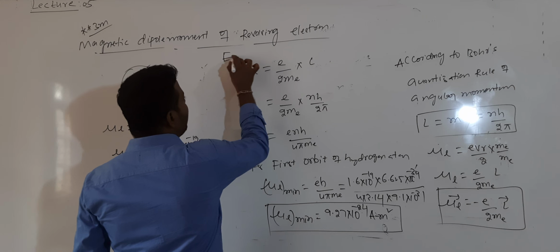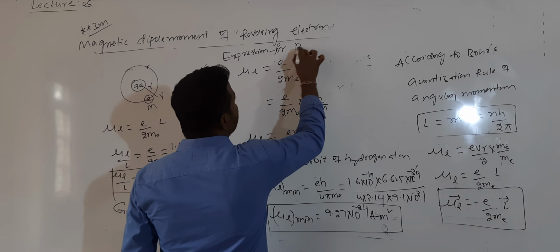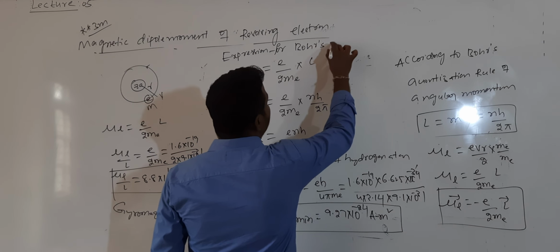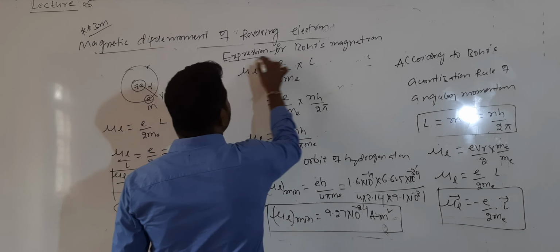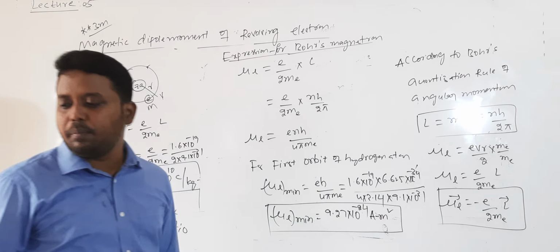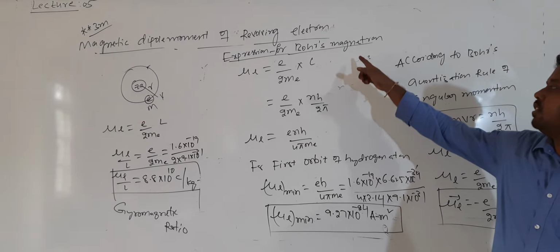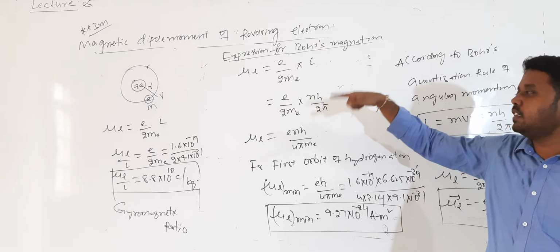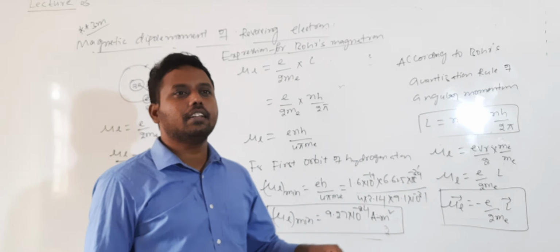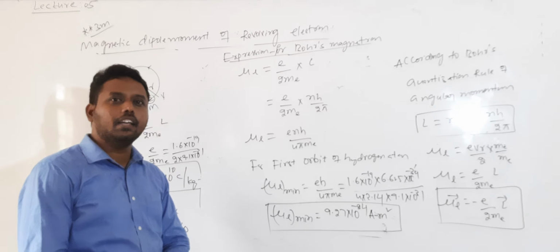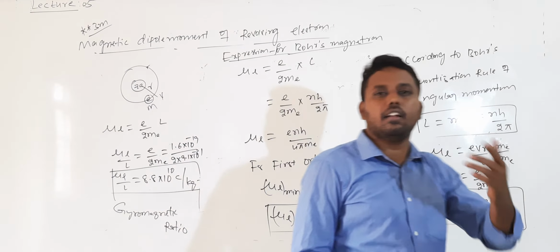So here I will write the expression for Bohr's magneton. What is Bohr's magneton? The magnetic moment of the revolving electron is minimum in the first orbit. That minimum value is called Bohr's magneton. And these two numerical values are very important. Even in one mark questions, many times they ask these two numerical values. Understood?